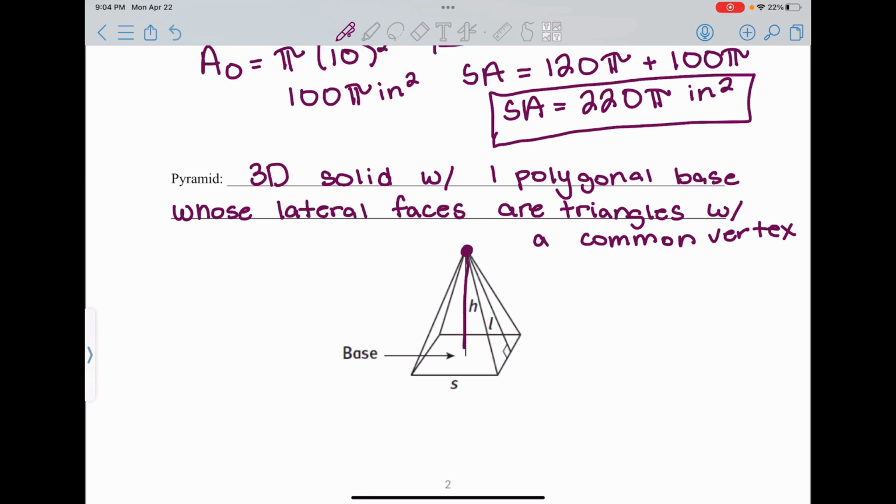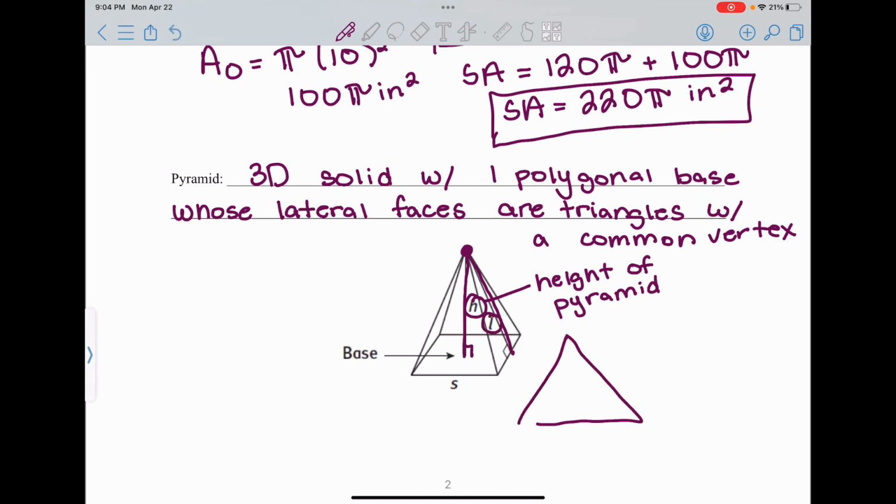Inside you'll see a height line that we call H. This represents the height of the pyramid. So this is what we would use for volume. But then notice how I have another height, and that is L. Remember, we call that our slant height.